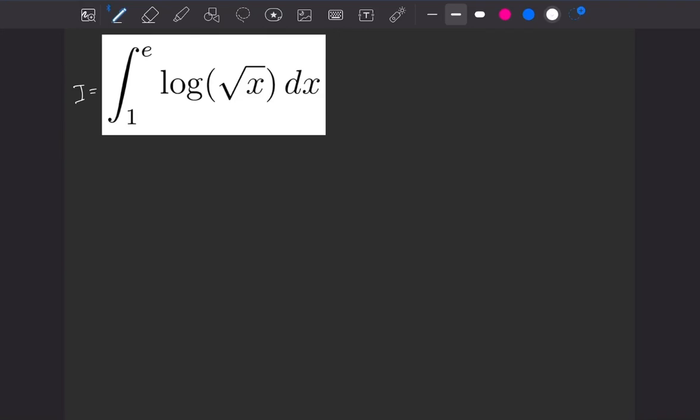Right, let's do this integral. We've got the integral of log of root x from 1 to e. So we'll use a u sub.